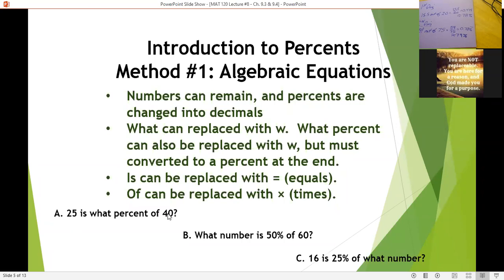This 40 will stay the way it is. This 50 I might change into 0.50 because percents must be changed into decimals. So when you're doing a word problem like this, when you see the percentages, make sure you change them to decimals. And when you see the numbers, just keep them the way they are.